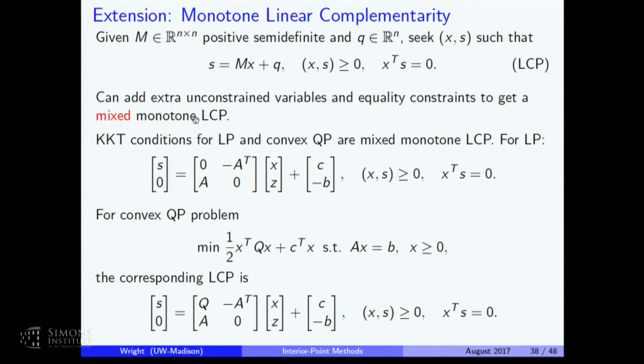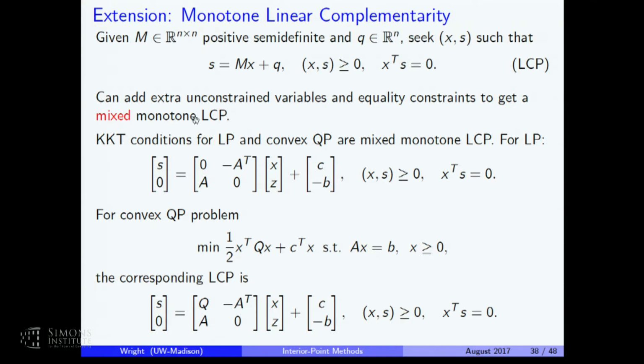Okay, now before I talk about homogeneous self-dual, I need to tell you about the extension to LCP, monotone linear complementarity. So this is not an optimization problem. It's a math programming problem, but it's not an optimization problem because there's no objective. There's just a bunch of conditions you need to satisfy. And they look kind of familiar to you because I've already showed you KKT.